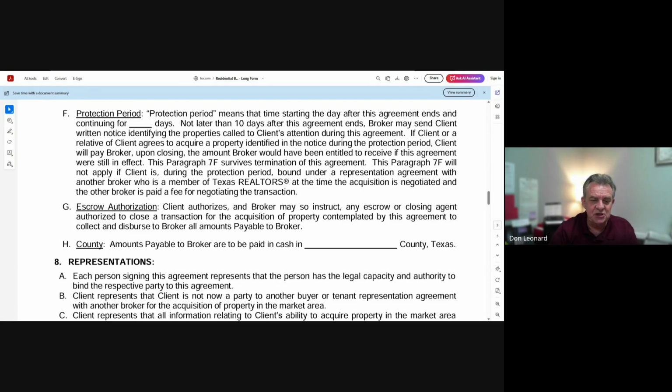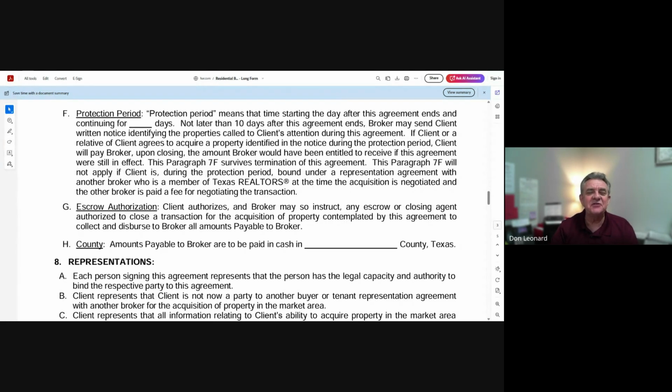Escrow authorization just talks about the fact that the buyer authorizes, and the broker may allow, that we can get paid directly at the time of closing. And then county, and this one we see a lot of mistakes too. Amounts payable to the broker are to be paid in cash in blank county.